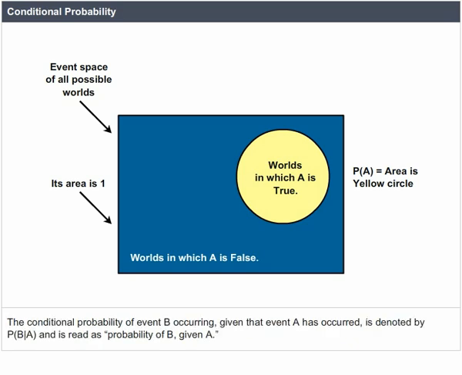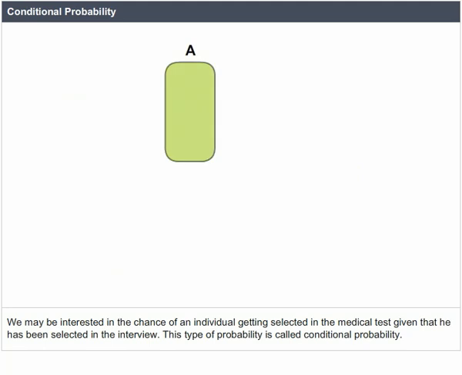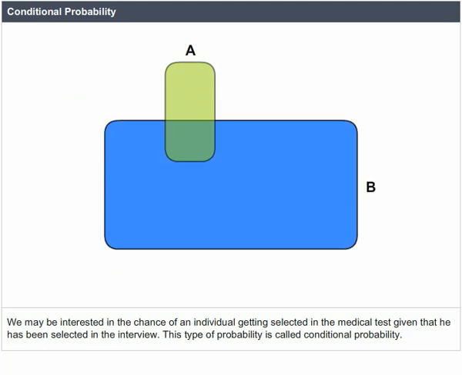The conditional probability of event B occurring given that A has occurred is denoted by probability of B given A, and is read as probability of B given A. We may be interested in the chance of an individual getting selected in the medical test given that he has been selected in the interview. This type of probability is called conditional probability.